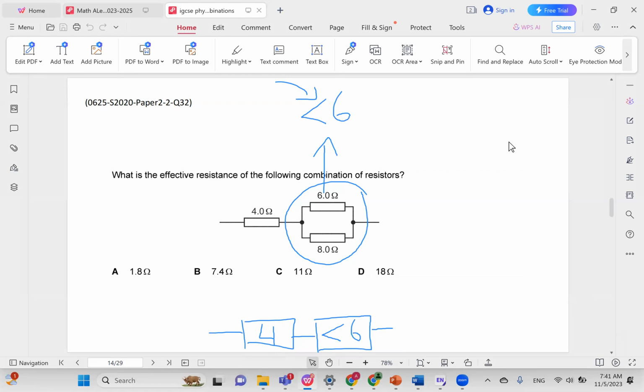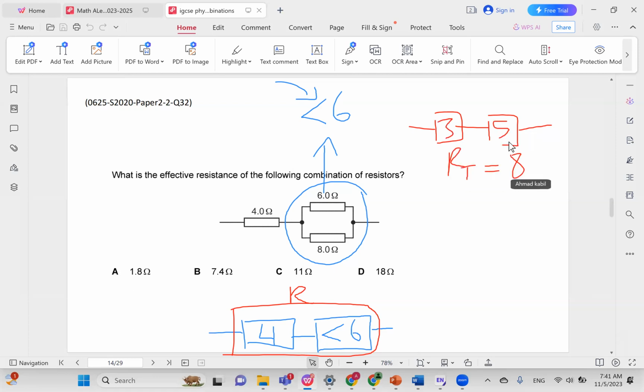So what is the effective resistance of the blue combination? Let's call it R. So if I want to describe R, if this is going to be just one resistor, what can you tell me about R? Remember that if we have two resistors in series, let's say 3 and 5, the total resistance is going to be 8. It's the summation of the two resistors in series. So similarly, in this case, the total resistance is the summation of 4 plus something that is less than 6.